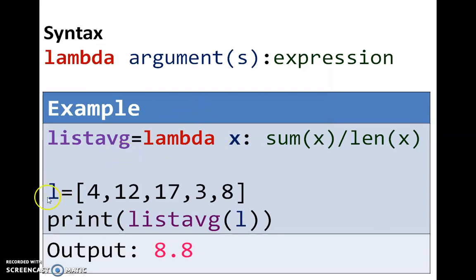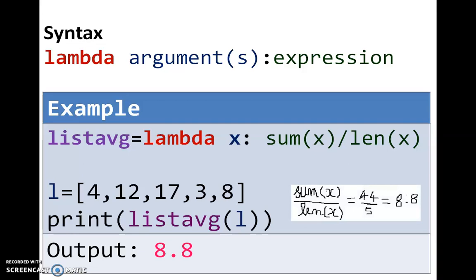I have taken a list L with elements 4, 12, 17, 3 and 8. Print list_avg of L. So here L is the actual argument. L is substituted for x and it calculates sum of x divided by len of x. So x is actually L.